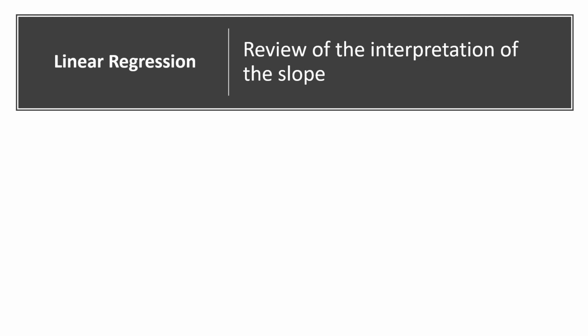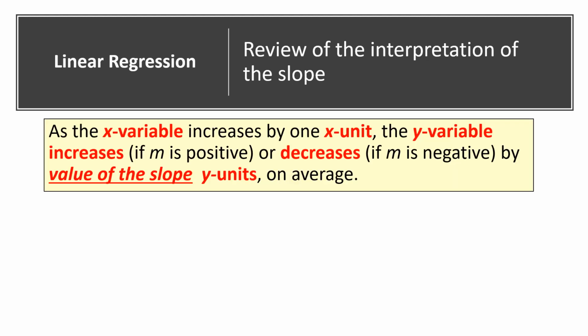If we were to interpret the value of the slope, we could use our template. As the x variable increases by 1 unit measured by the x's, the y variable is either going to increase if the slope's positive or decrease if the slope is negative. By how much? That's the value of the slope, m, and the units will be what's measured in the y. Technically we could add on average, which means that in statistics, if there are multiple values for a certain x variable, the value of the y would be the average of those.